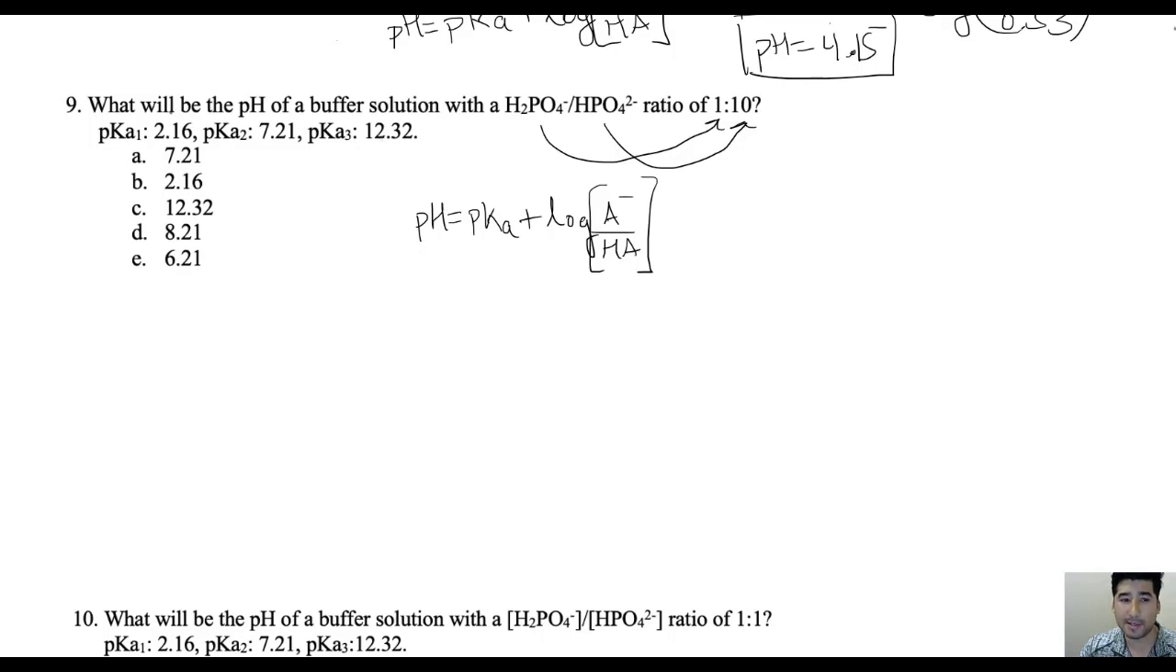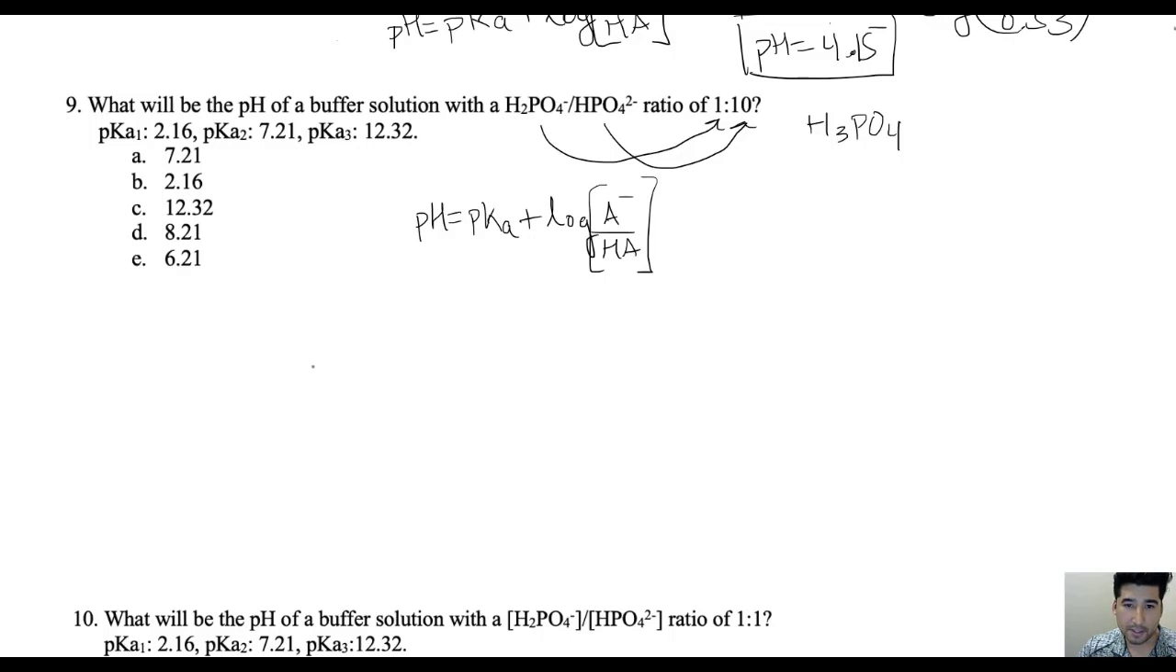And the correct answer is pKa 2. The reason you use pKa 2 is because you have H2PO4 minus as your acid and HPO4 2 minus as your conjugate base. If we would have been given H3PO4, which corresponds with this pKa, then pKa 1 is the one that we would have used.